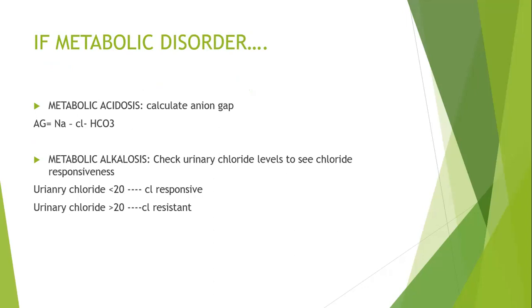Okay, and once we find out we are dealing with a metabolic disorder, if it's metabolic acidosis, the next step is to calculate the anion gap. And if we are dealing with metabolic alkalosis, we proceed with checking urinary chloride levels to see chloride responsiveness. If urinary chloride is less than 20, it's chloride responsive. And if urinary chloride is more than 20, it's chloride resistant metabolic alkalosis, which does not respond to fluids.